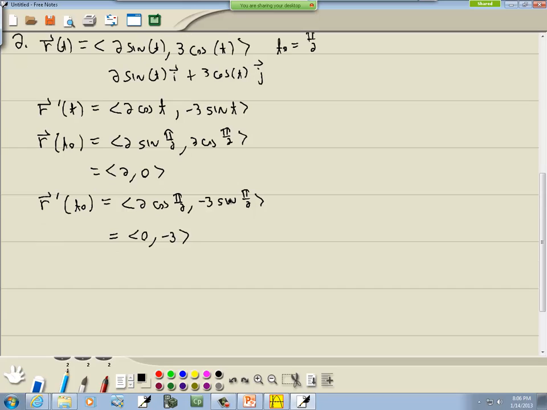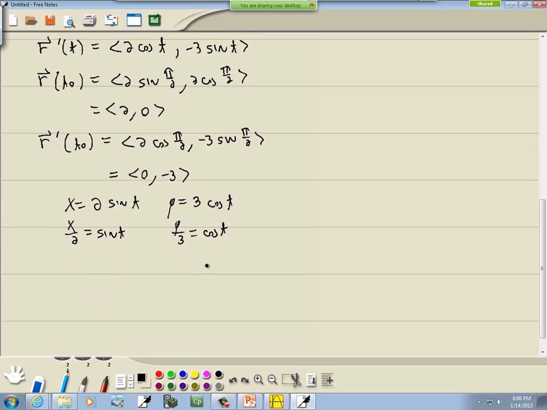Okay, come with our graph. If we look back at our original vector valued function, our component functions, this is x. So we got x is equal to 2 sine t, and y is 3 cosine t. Now divide both sides by 2 here, and we got x over 2 is equal to sine t, and y over 3 is equal to cosine t. Okay, now if we square both sides, I'm going to have x over 2 squared is equal to sine squared. And over here I'll have y over 3 squared is equal to cosine squared. So that gives us x squared over 4 is equal to sine squared. And this gives us y squared over 9 is equal to cosine squared.